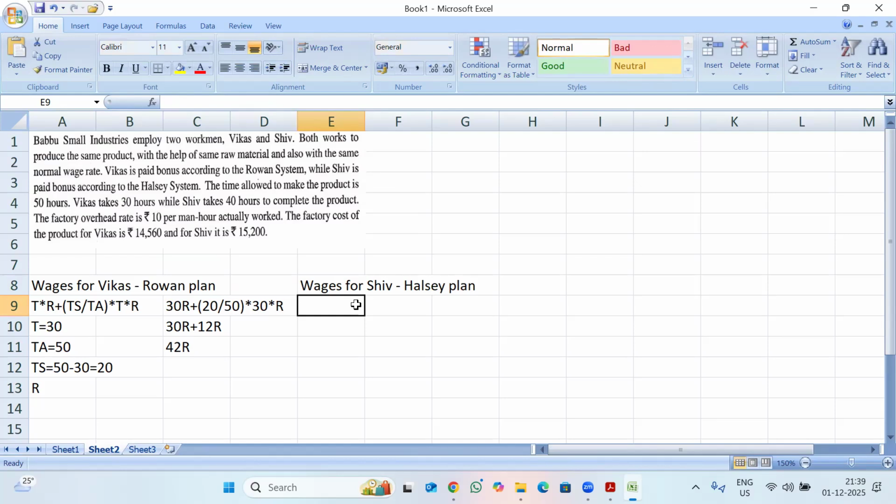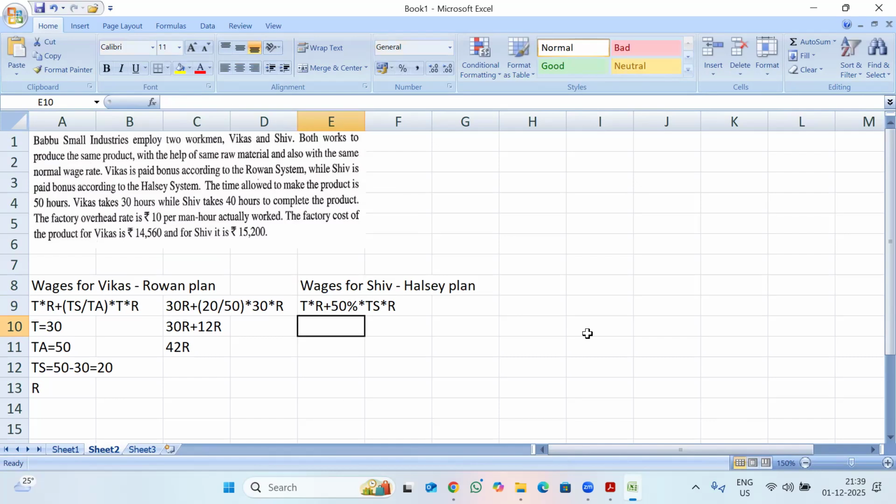So what is the formula for Halsey plan? Again, here actual hours worked, so T into R, time taken into R, plus here I will be considering only 50% of time saved. So 50% into time saved, that is TS into R.